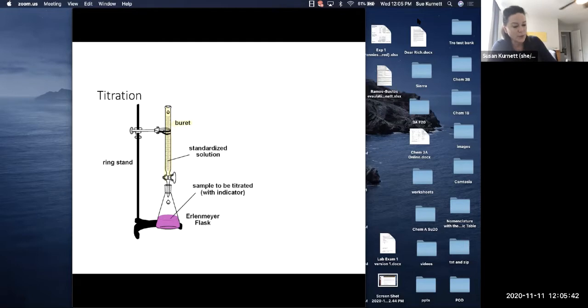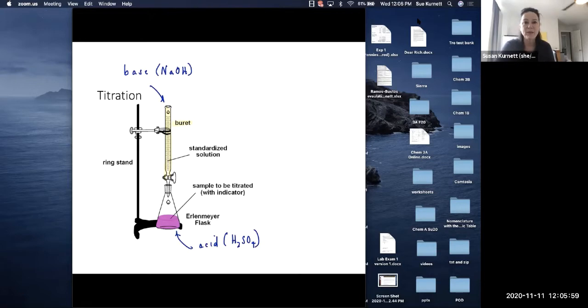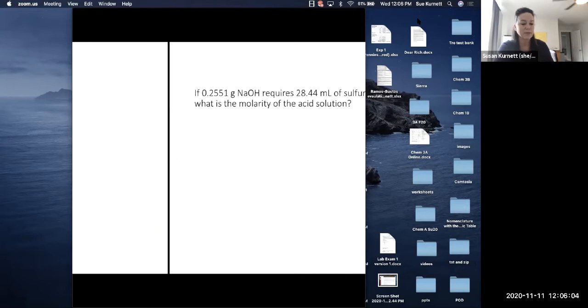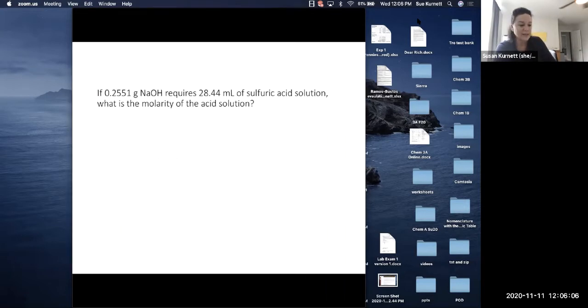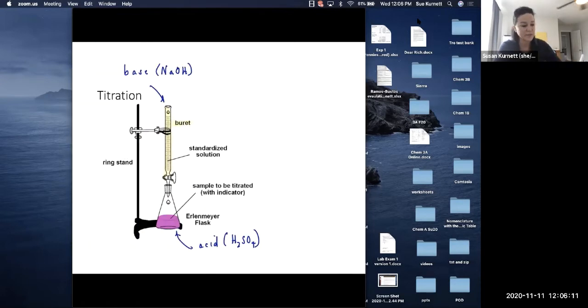Typically, we would put the base in here. And the base, in our case, is sodium hydroxide. Typically, we would put the acid in here. And in our case, the acid would be sulfuric acid. Doesn't have to be that way, but when you read experiment 7, that's how it's described. However, for the problem that I'm going to do next, it looks like I put the base in the flask. So I'm going to go ahead and change that here to be consistent with the problem we're about to do.